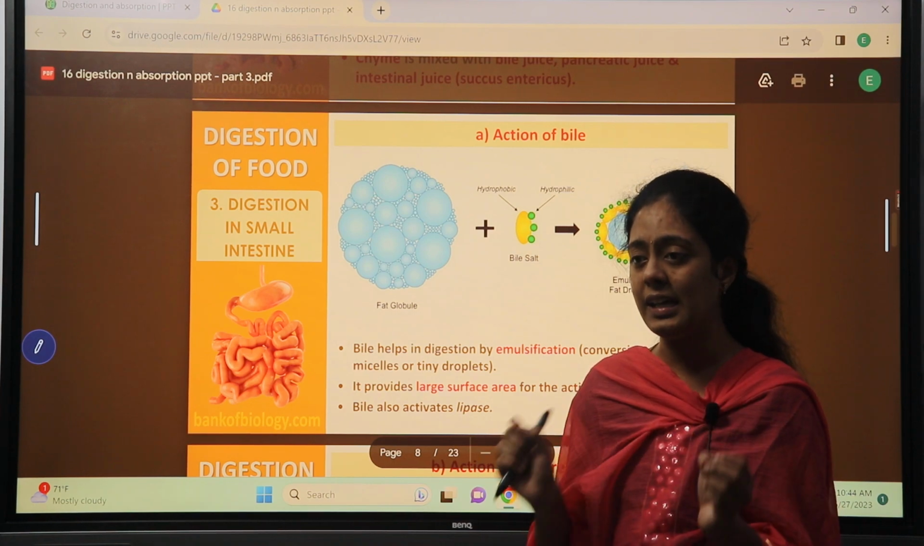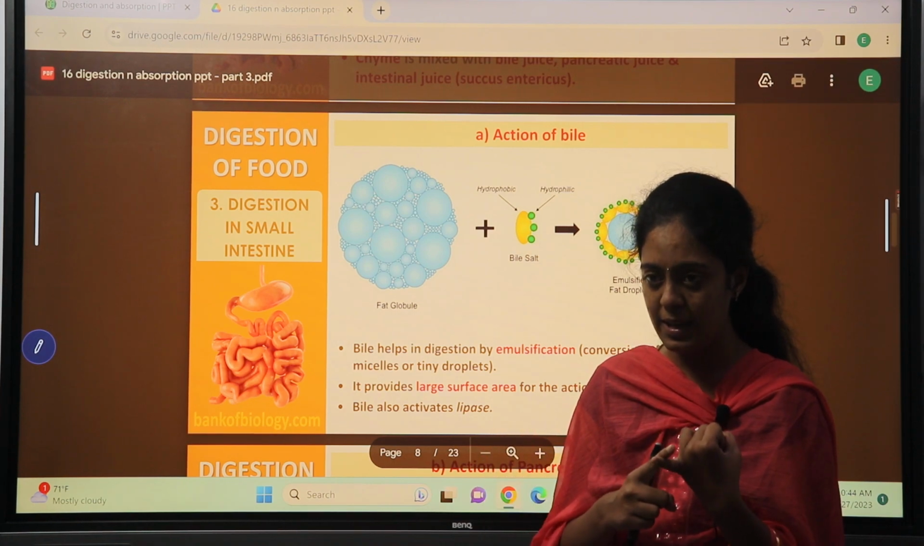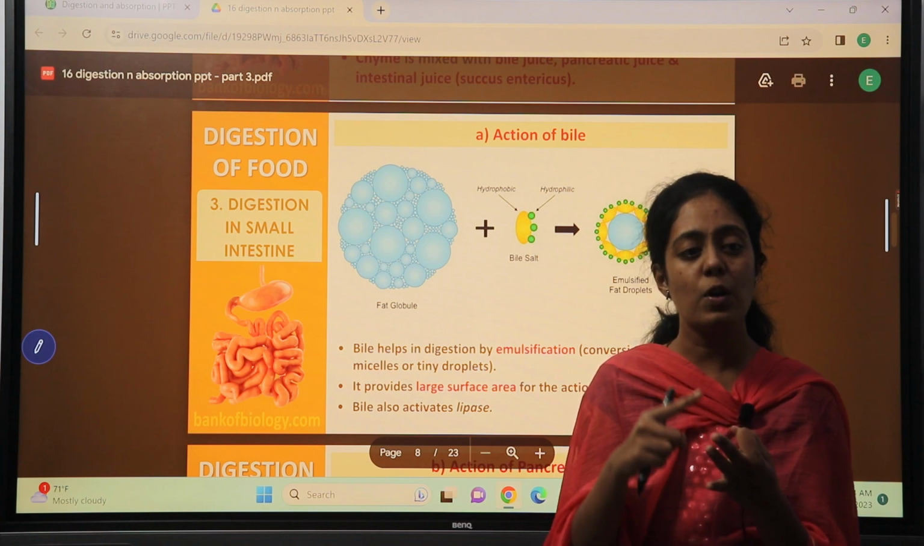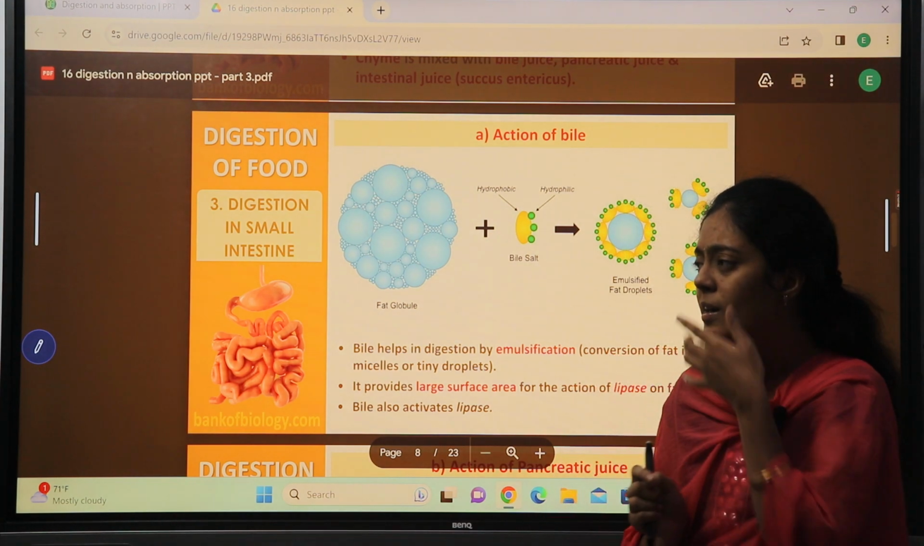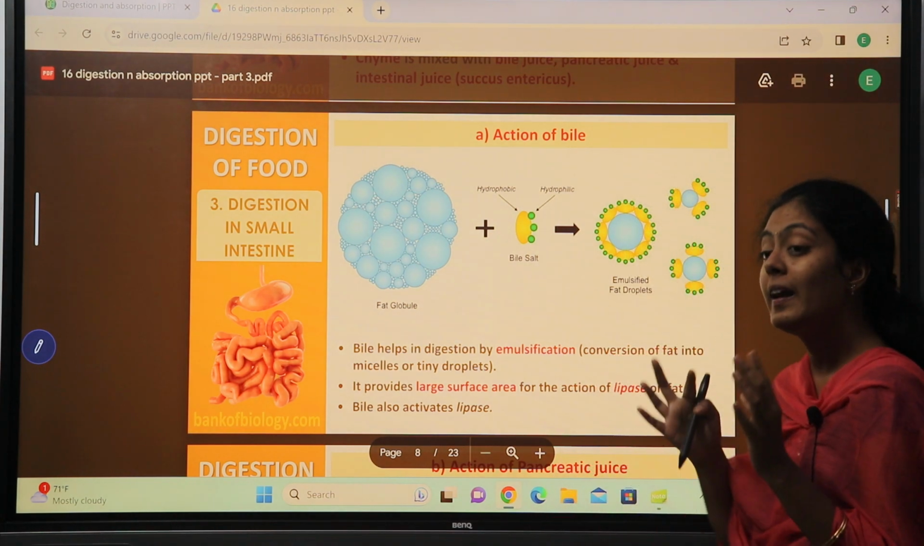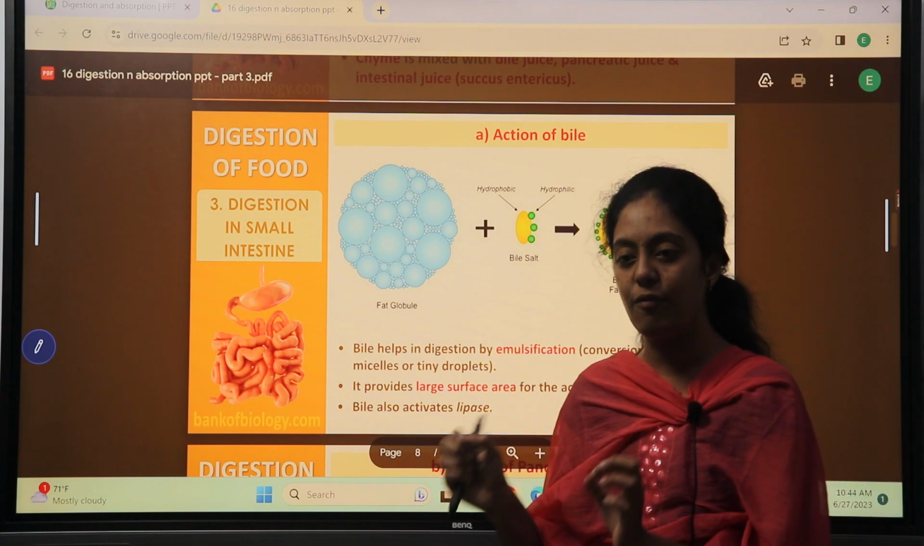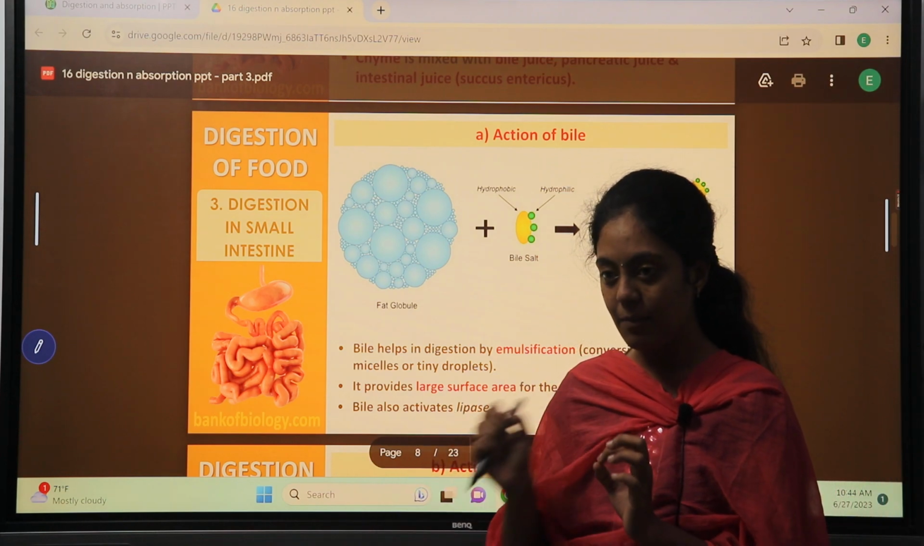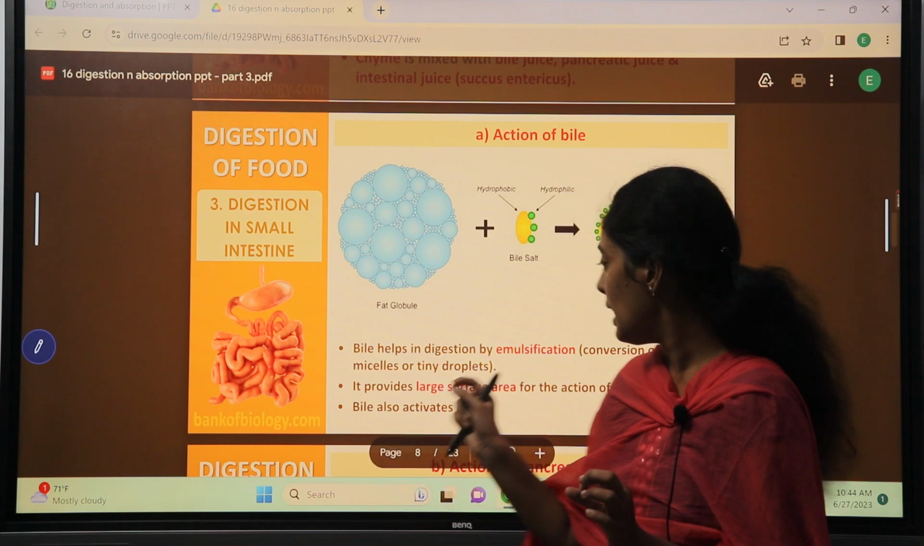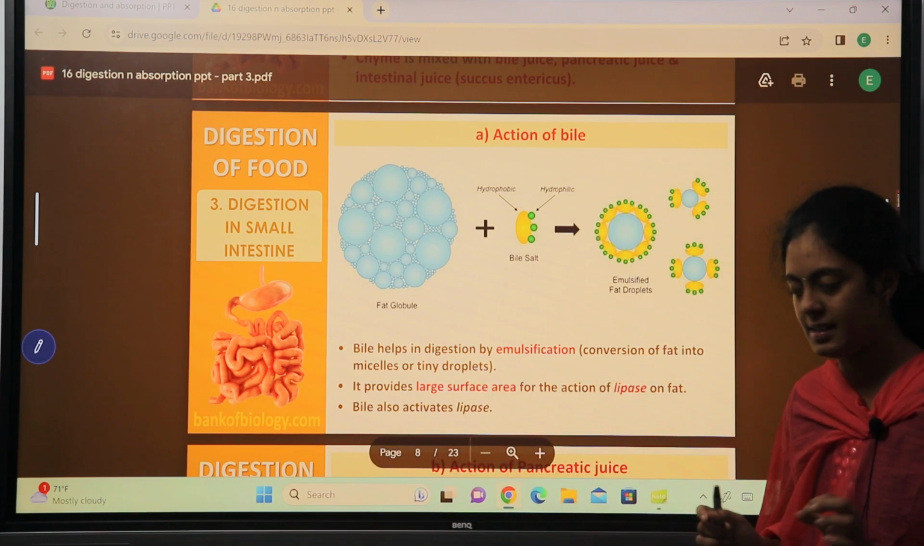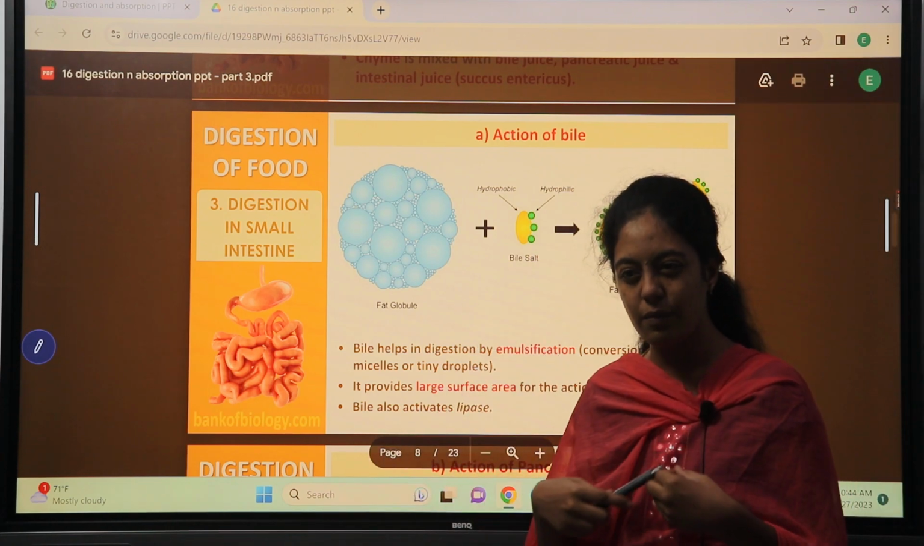Bile does not have any enzyme. It contains bile pigments, bile salts, phospholipids and cholesterol. So what is the function of bile? It helps in emulsification. Very important. Emulsification of what? Emulsification of fats. So this is the fat. We all consume fat, correct?